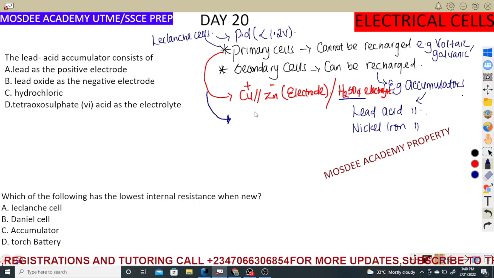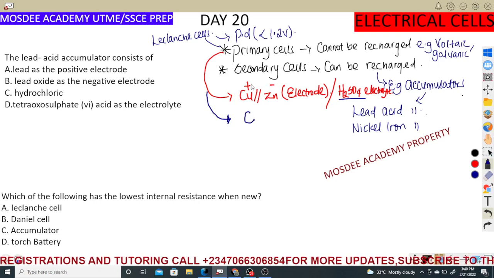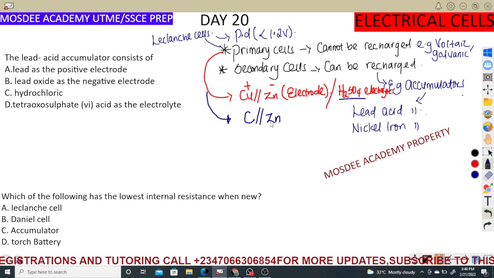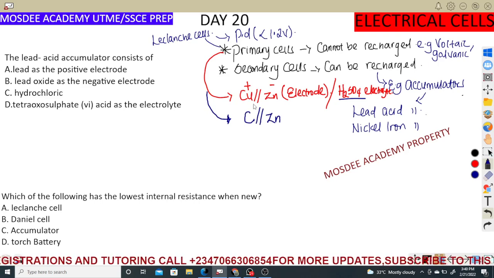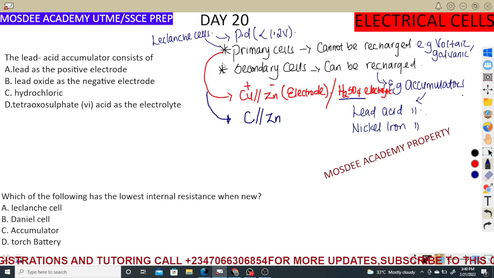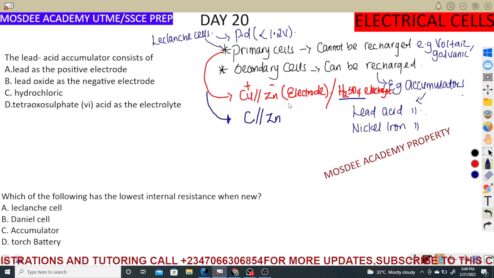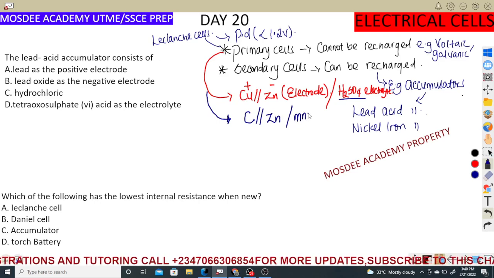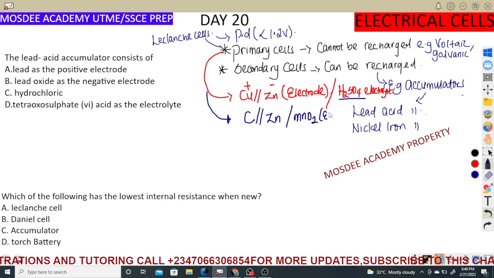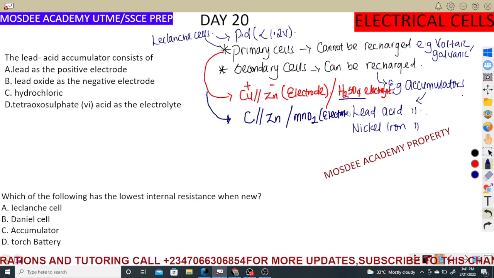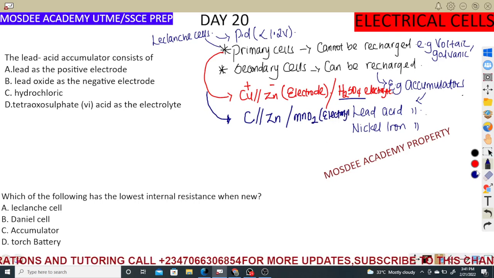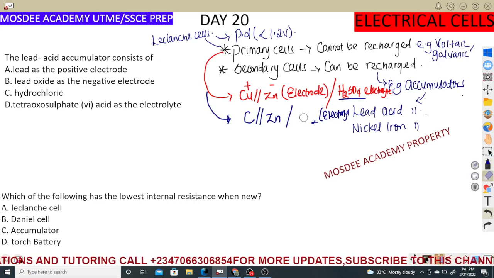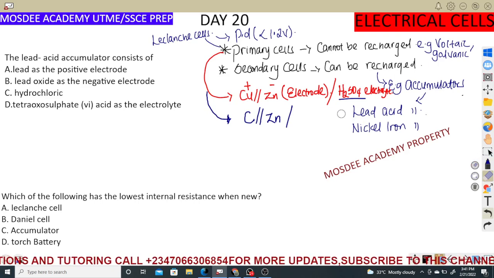The Leclanché cell is the exception. They use carbon as their positive anode and zinc as their negative cathode. You can see that's the only one that goes against other types of primary cell. Then they are dipped into manganese IV oxide. Sorry, I said manganese IV oxide, not ammonium chloride. Apologies. They are dipped into NH4Cl.